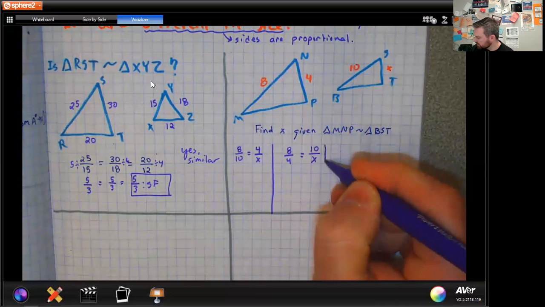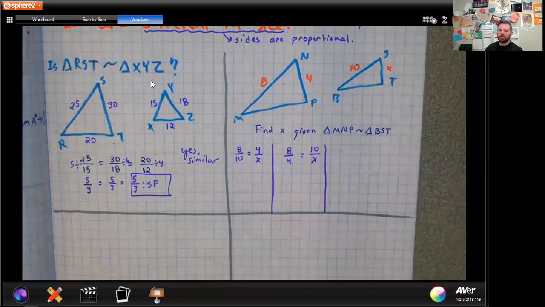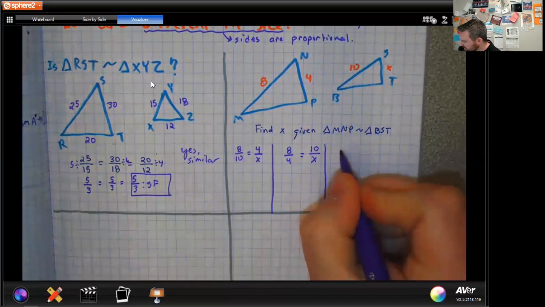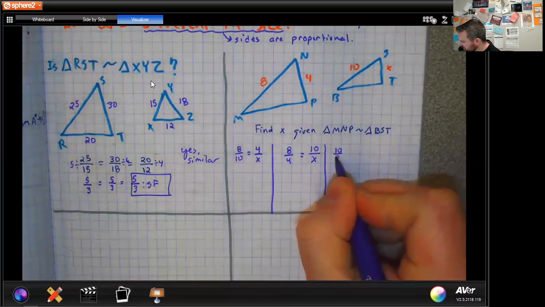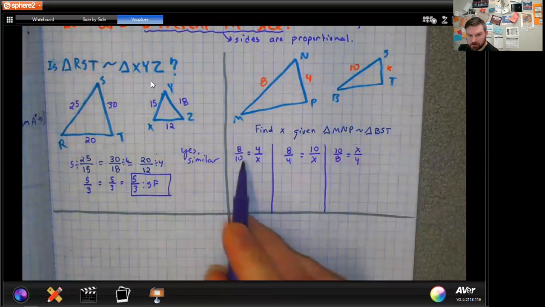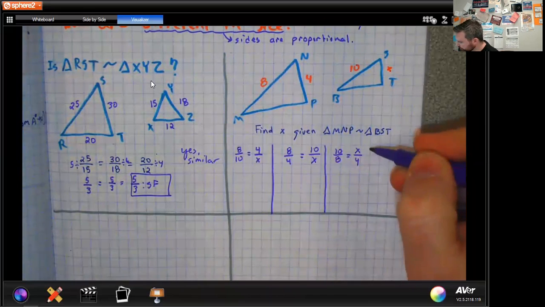Okay, again, that one's very similar. Now, some people don't like their X to be in the denominator, and that's fine. We can rearrange it and set it up a bit different. We could say 10 over 8 equals X over 4. And that's just kind of flipping this one around a little bit.